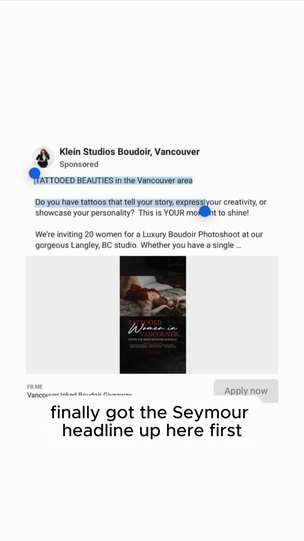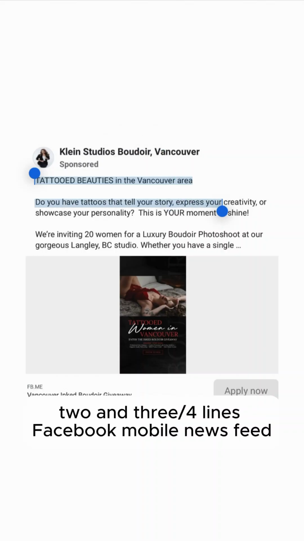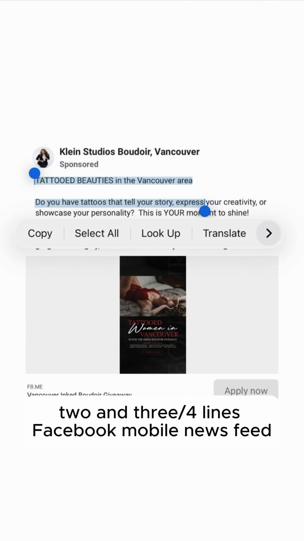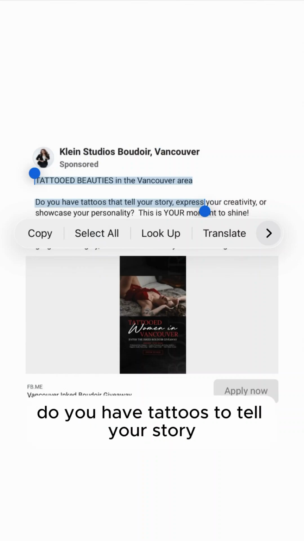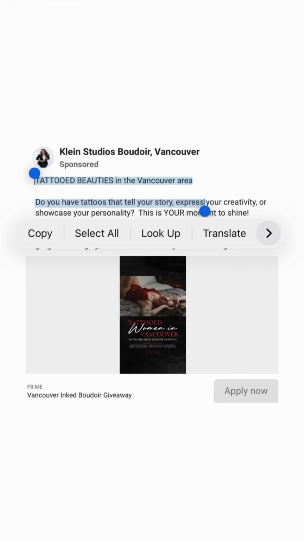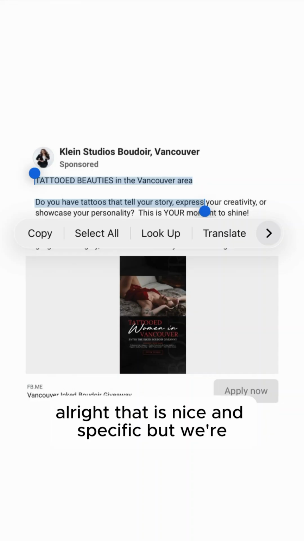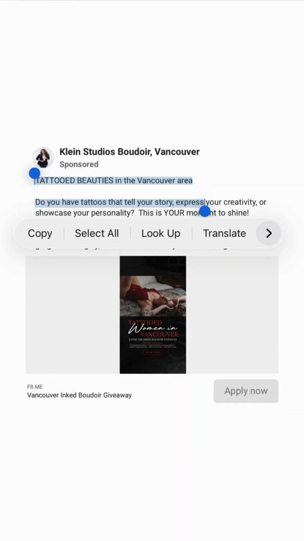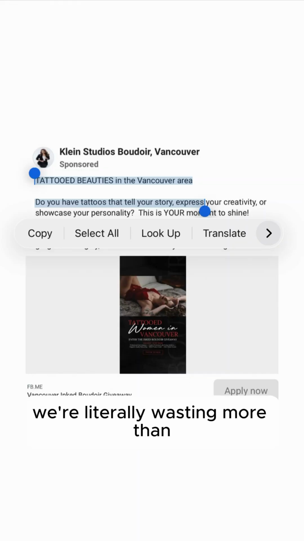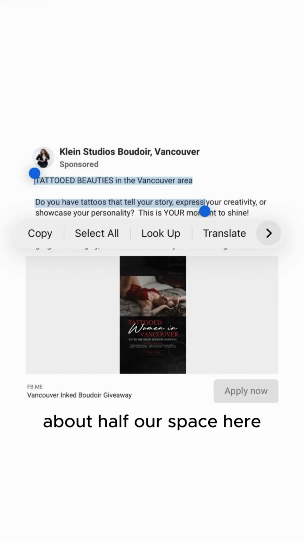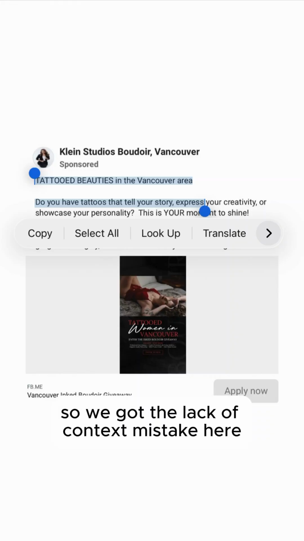Finally, got the see more headline up here. First 2 3/4 lines, Facebook mobile news feed. Tattooed beauties in the Vancouver area. Do you have tattoos that tell your story? All right, that is nice and specific. But we're literally wasting more than about half our space here because it's blank. So we have the lack of context mistake here.